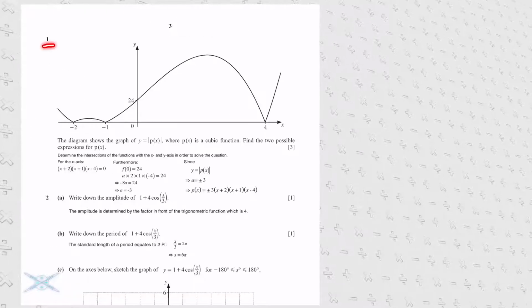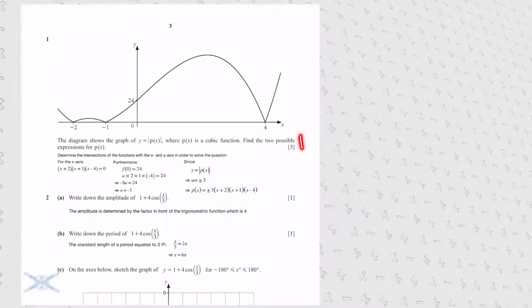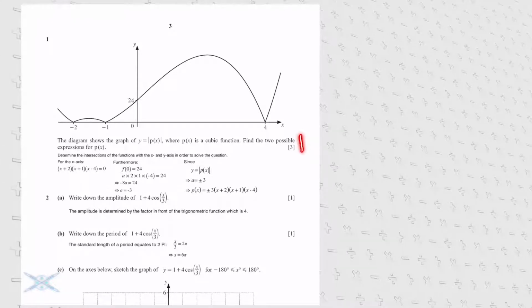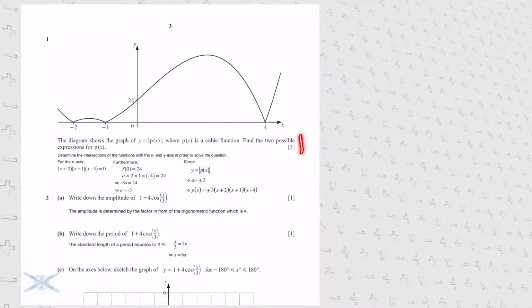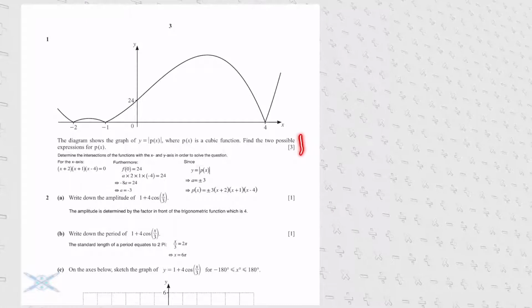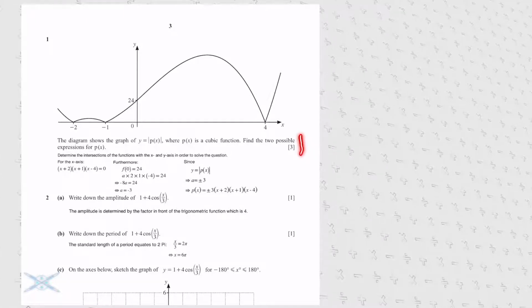In exercise 1 we are provided with a diagram that shows the graph of y equals the absolute value of the function p, whereby p of x is a cubic function. We are supposed to find two possible expressions for this function.